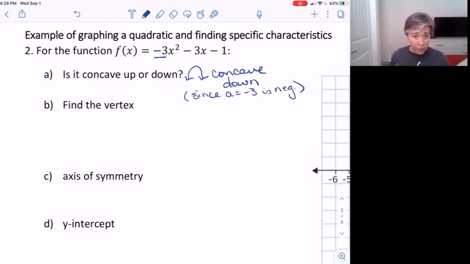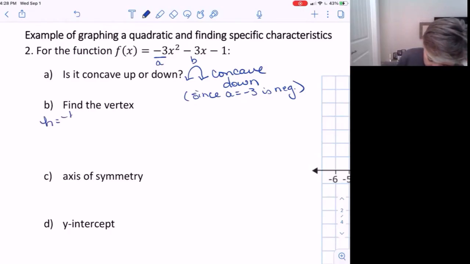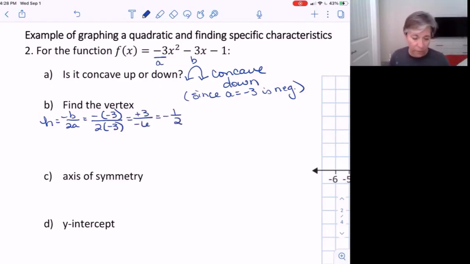Then we want to find the vertex. So again, the negative 3 is our a value. The second negative 3 is our b value. So the h value of our vertex is negative b over 2a. That's the opposite of the negative 3 over 2 times the a value, which is also negative 3. That gives us a positive 3 over a negative 6, which reduces to a negative 1/2 for our h value.